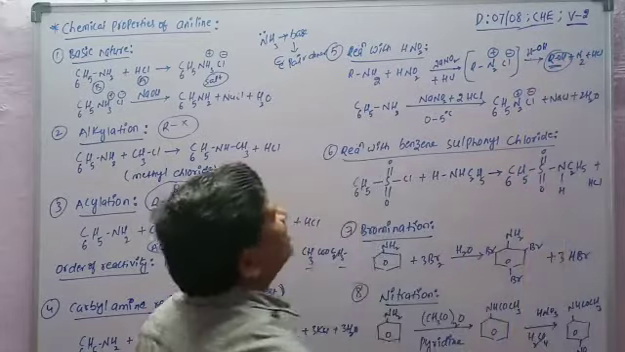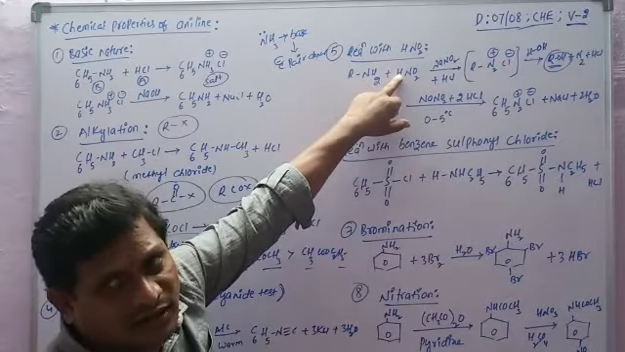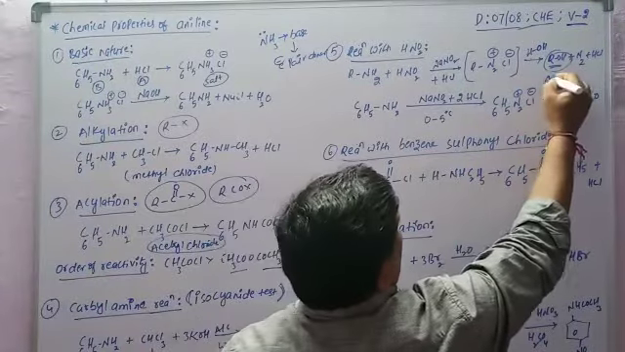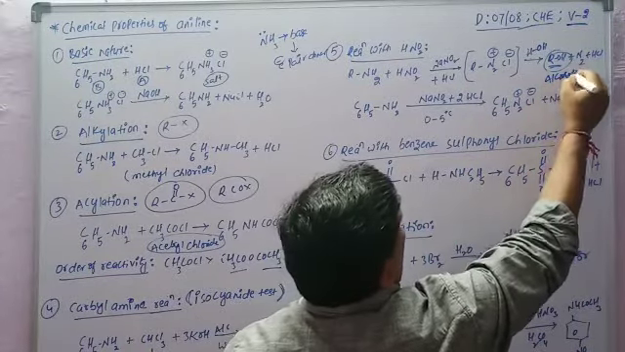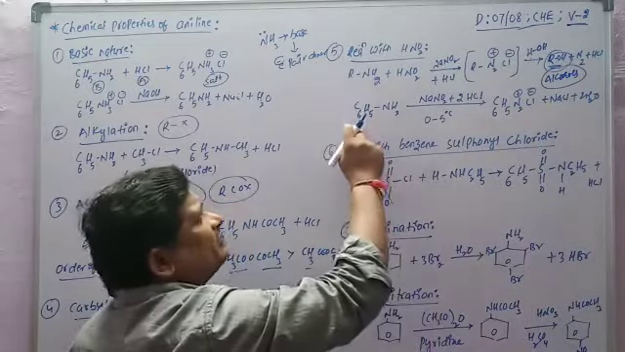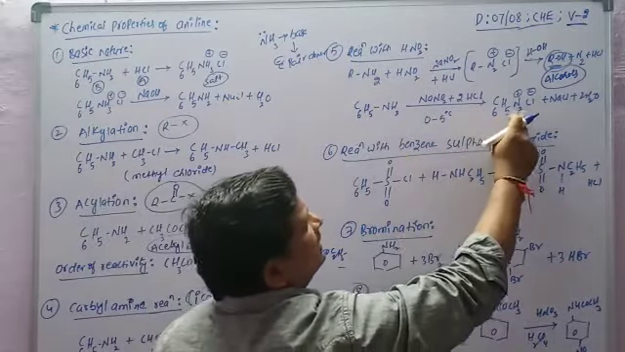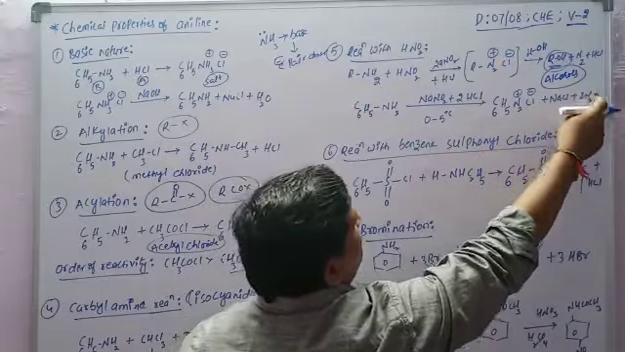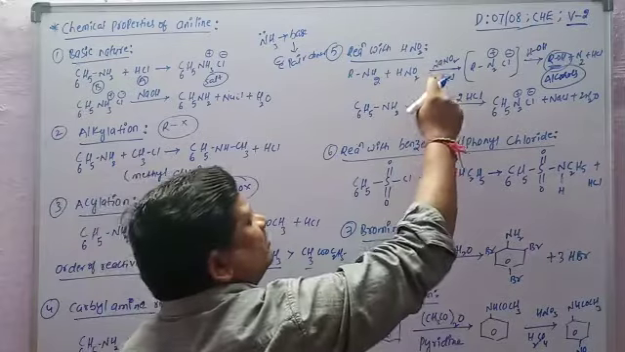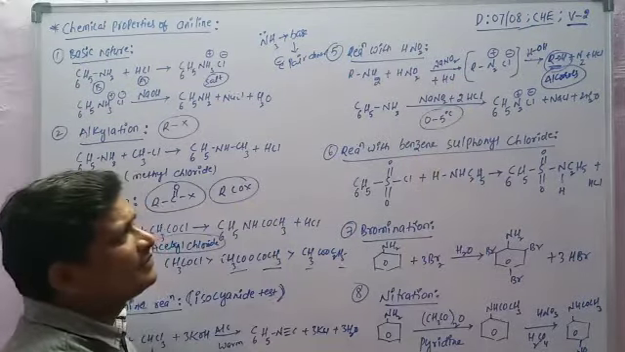So what happens in this reaction? Aniline reacts with nitrous acid and gives the corresponding alcohols. In the place of R, it is C6H5NH2. It gives the intermediate compound C6H5N2Cl plus NaCl plus H2O. The reagent is NaNO2 plus 2HCl, at a temperature of 0 to 5 degrees centigrade.